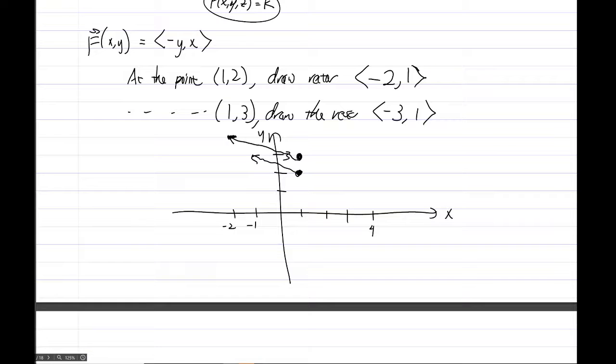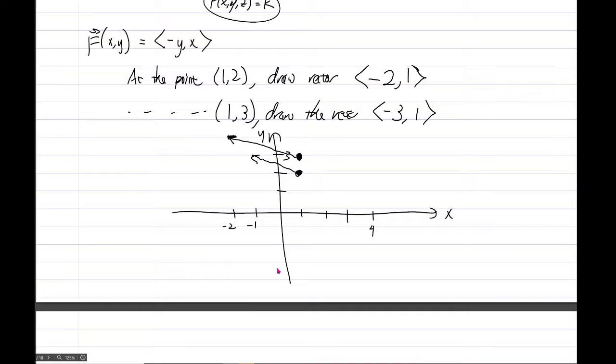So from the point 1 comma 3, we draw the vector -3 comma 1. So at every single point here, at this point, and at this point, and at that point, and at this point, and at this point, you just draw in the appropriate vector.